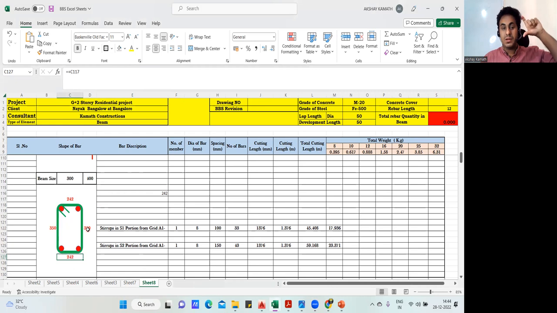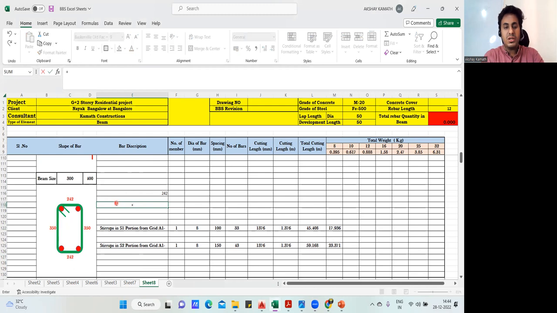Now come to the depth part. So what is the depth? Your depth is 400. So how do you find it? Again, plus 400, minus top 25 mm cover, minus bottom 25 mm cover, minus the diameter of one stirrup, which is 8 mm. Enter, finish. 342. Okay.